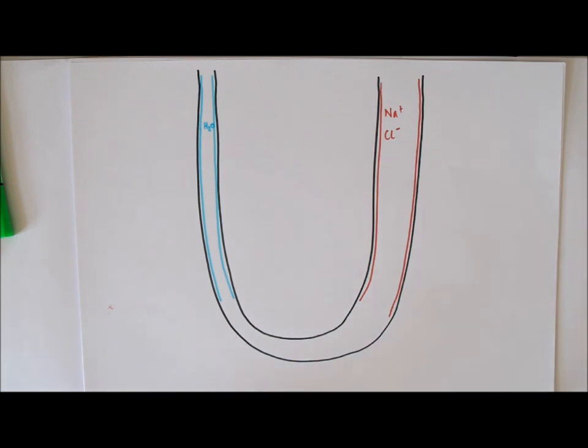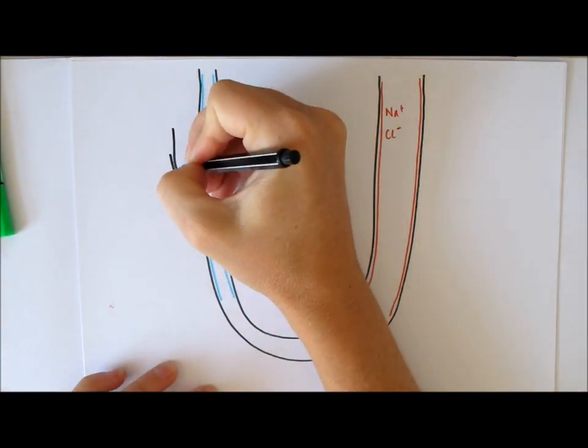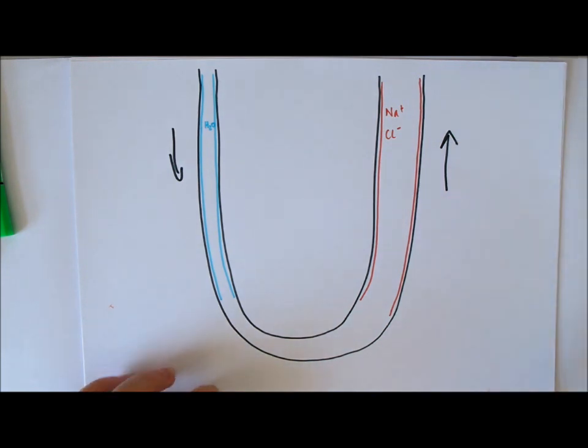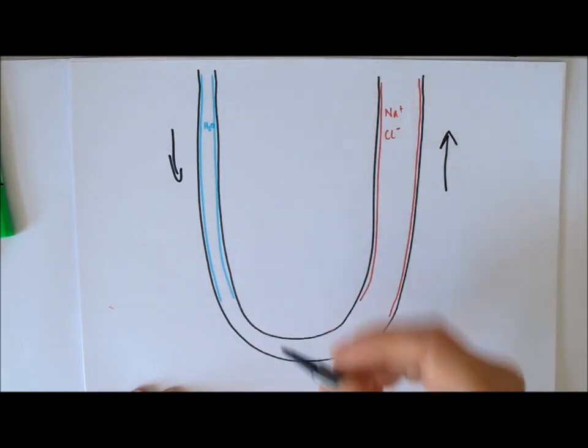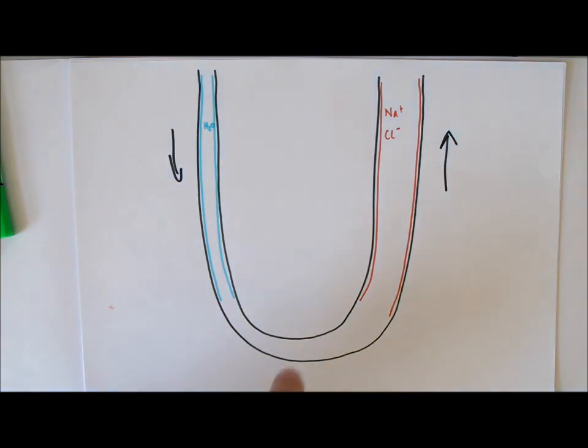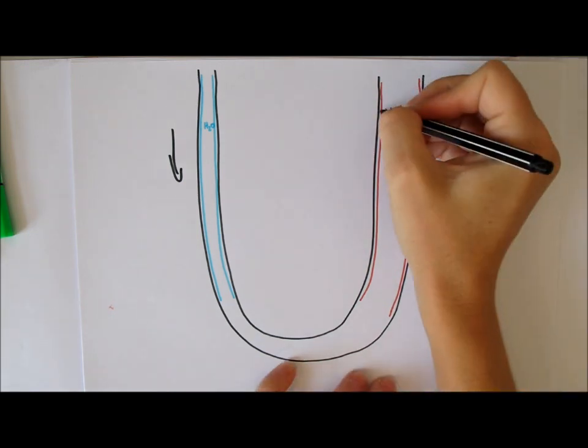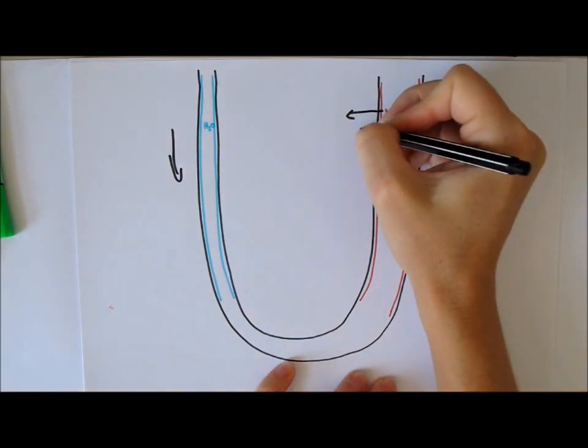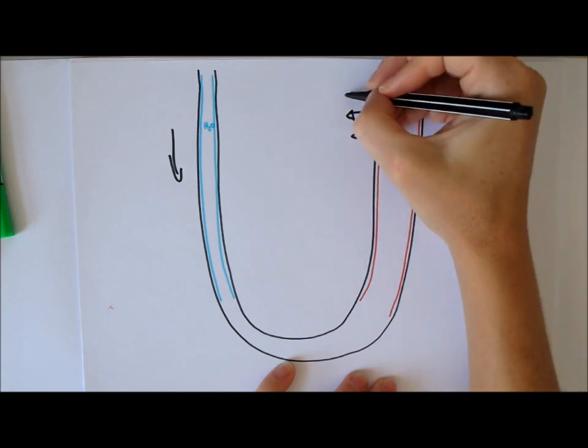The filtrate then moves on to the loop of Henle, and it is here that the majority of the water is reabsorbed. In the loop of Henle, you have the descending limb and the ascending limb. The descending limb is permeable to water, which, as you can see, I have coloured in blue, and the ascending limb is impermeable to water. Okay, so what happens here is that sodium and chloride ions are pumped out actively.